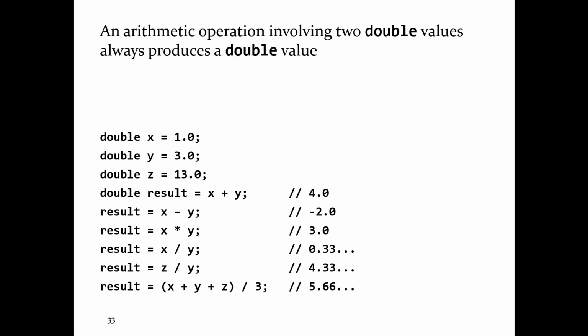Like int, any arithmetic operation involving two double values always produces a double value. So here I've got x and y, 3 and 13, but this time they're double values, not int values. So if I compute the quotient of 1 and 3 as double values, I get 0.333 and so on. Again, you can use parentheses to be explicit about the order of operations.